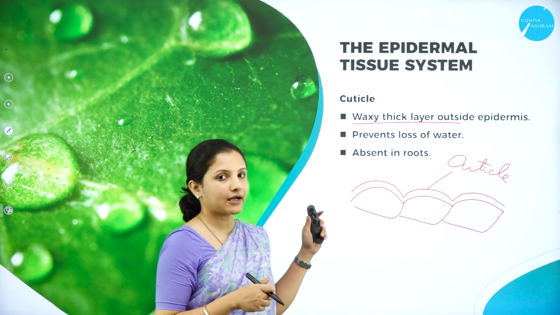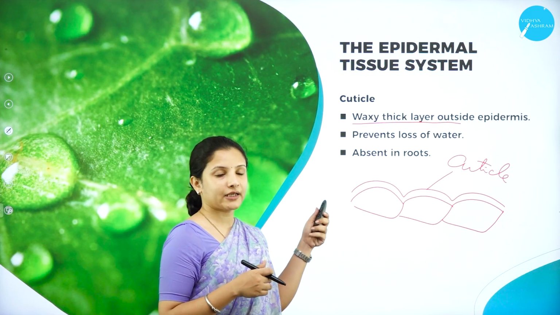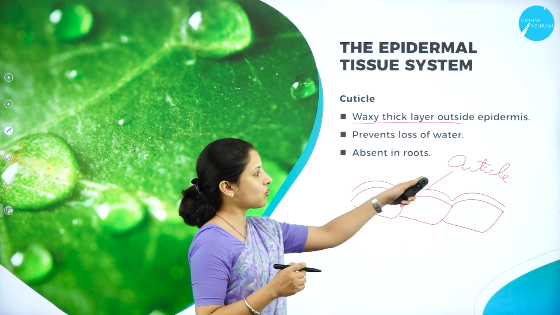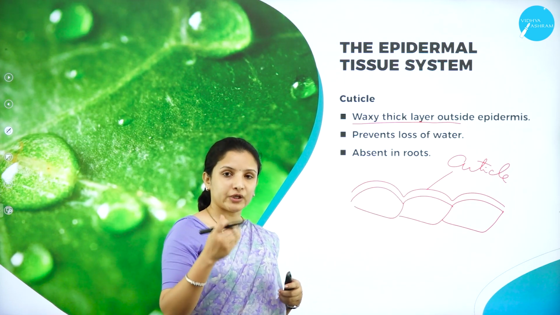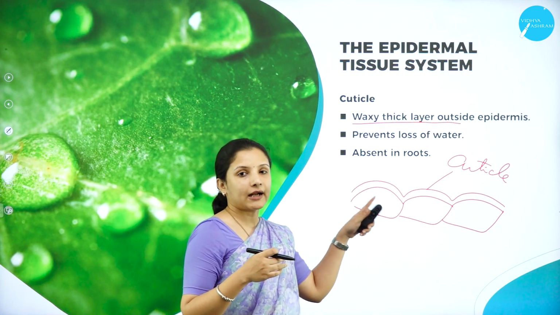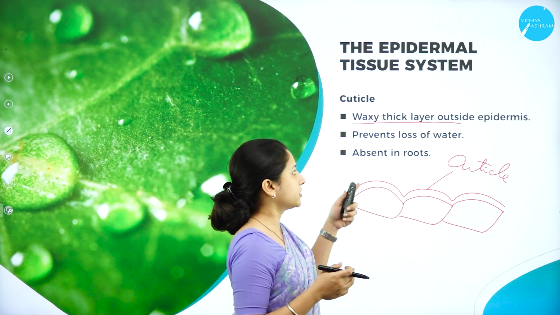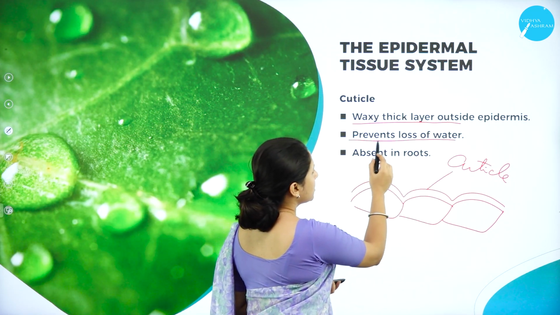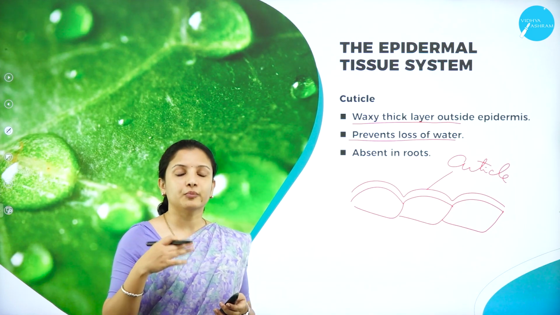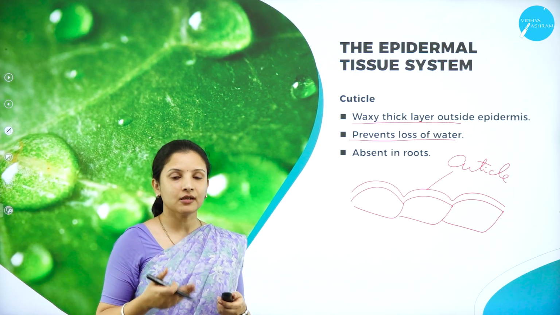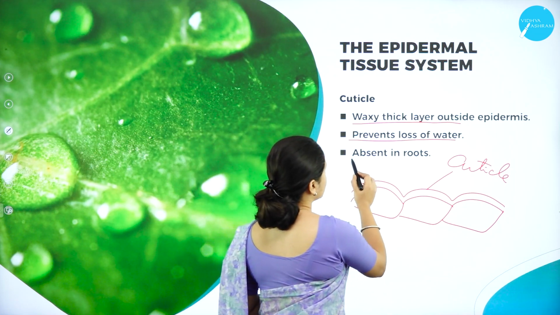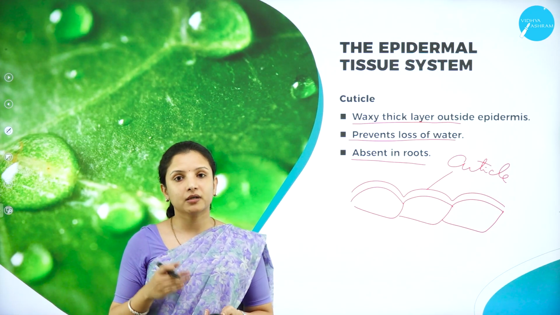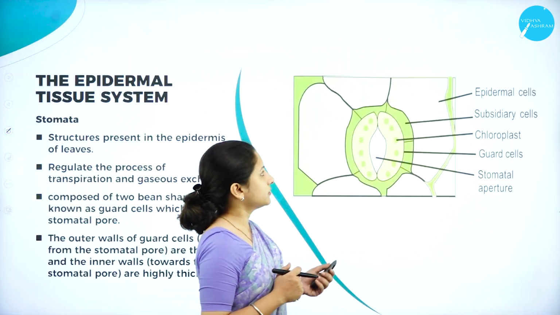So therefore, because it is waxy, outer to the epidermal tissue there is a waxy coating that is called the cuticle. Because of that, it acts as a protective layer to the plant. It is very important, and it also prevents loss of water, and it may provide protection to the plants against various pests and pathogens as well. And this cuticle is usually absent in the root. It is usually found in the stem and the leaf, but absent in the root. So this is about the cuticle.